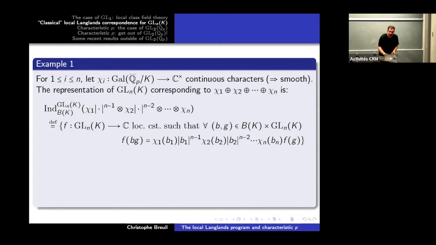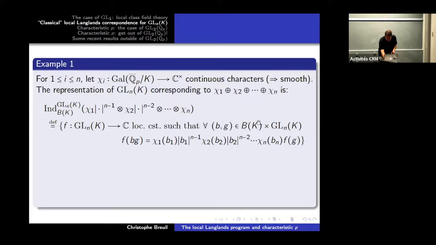So this is maybe the most technical part of the talk. Forget about, this is just notation. So the definition is here. So this is a space of functions. I mean, it is infinite dimensional. So usually such representations are given by spaces of functions. So you take functions from GLNK to C, which are locally constant, and such that they satisfy a certain functional equation, which is given here.